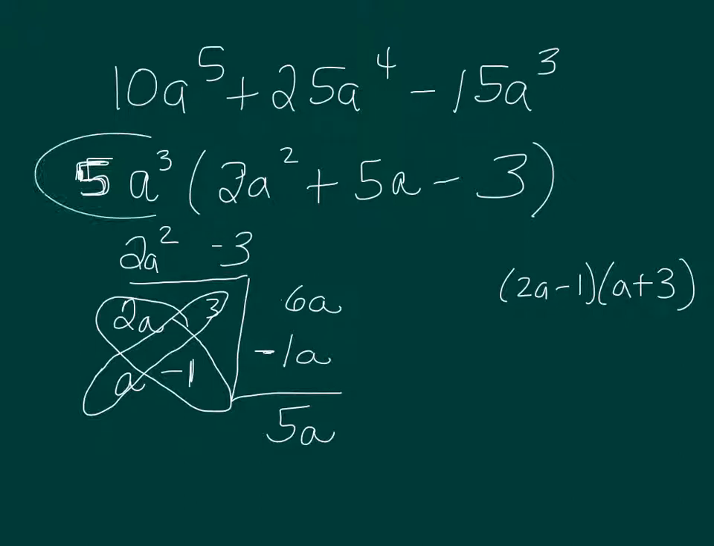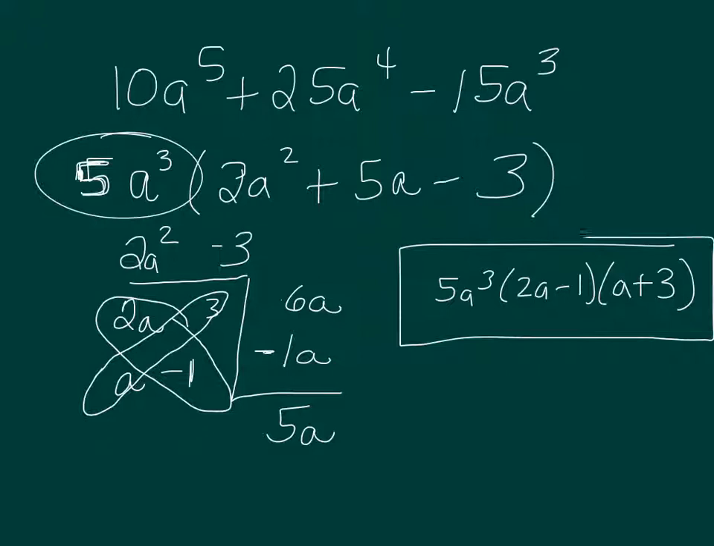I can't forget about my buddy 5a cubed. So 5a cubed goes there, and this is the complete full factored form. I've factored completely because 2a minus 1 and a plus 3, they're binomials, but they're not differences of squares. Alright, so I hope this helps you think about factoring completely.